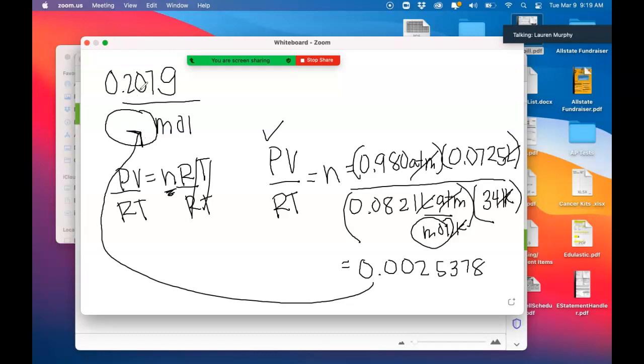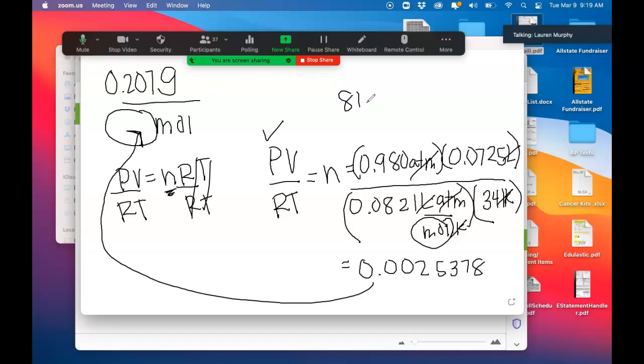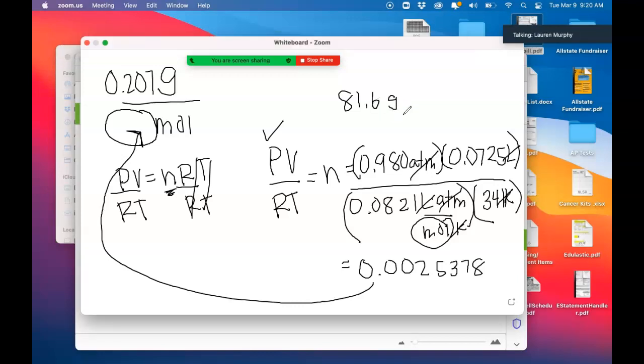So I take 0.207 and I divide by my moles. And you get 81.6 grams per mole. I rounded it up because I didn't have enough space. 81.5. That's not a big deal. You'll get it right. That's fine. That's 100% acceptable. Okay, this is one way to do this problem.